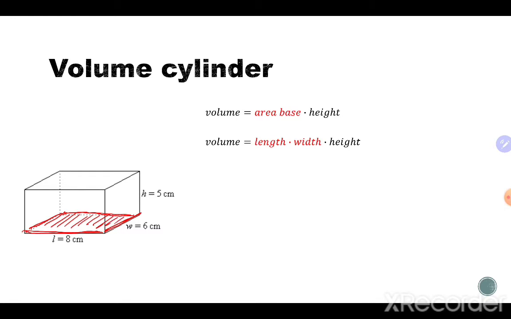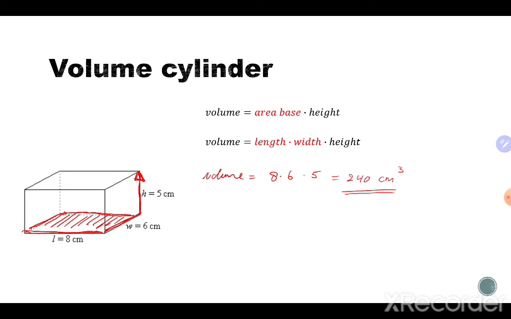So if you have the area of the base, and that's 8 times 6, we only need to multiply it by the height, and the height is here 5 centimeters. So the volume is 8 times 6, multiplied by 5. So 8 times 6 times 5 is 240 cubic centimeters, because all the dimensions are in centimeters and we talk about the volume.